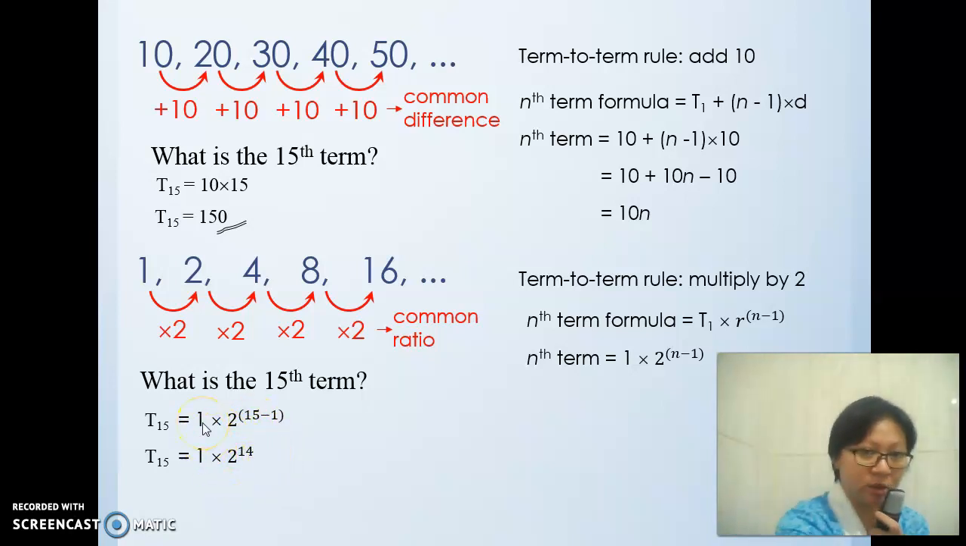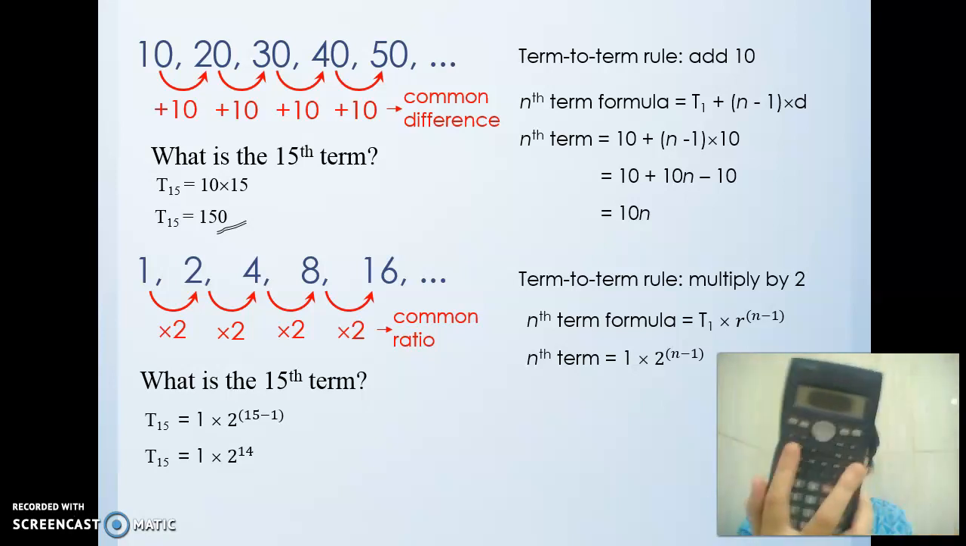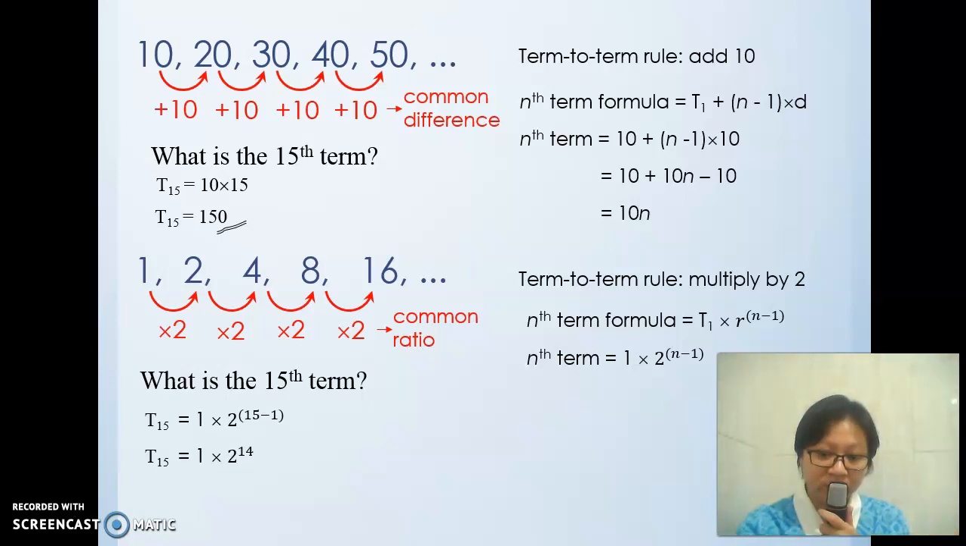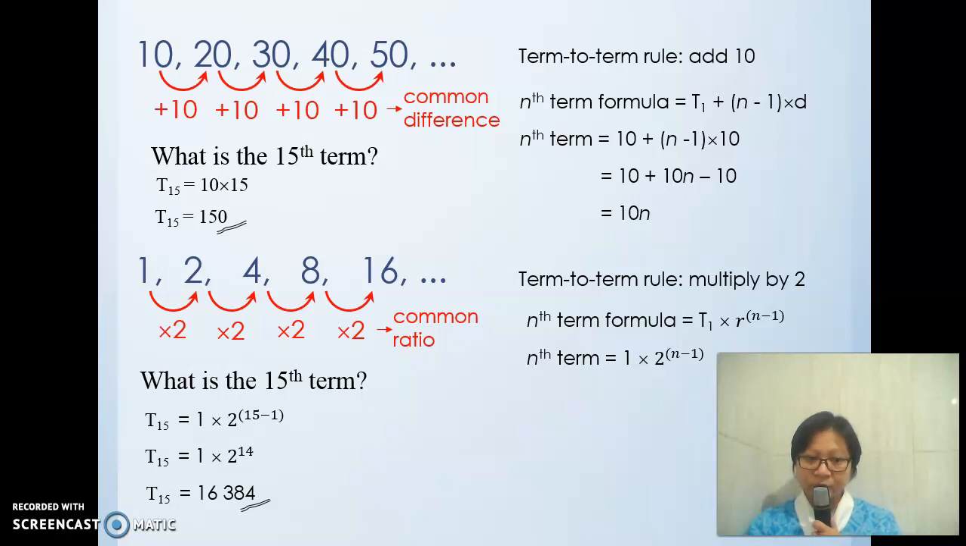You may use your calculator here to find the result. So the 15th term of the geometric sequence, or the option B, is 16,384. Don't forget to underline your final answer twice. This is how we use the nth term formula to find the 15th term of the arithmetic sequence and geometric sequence.